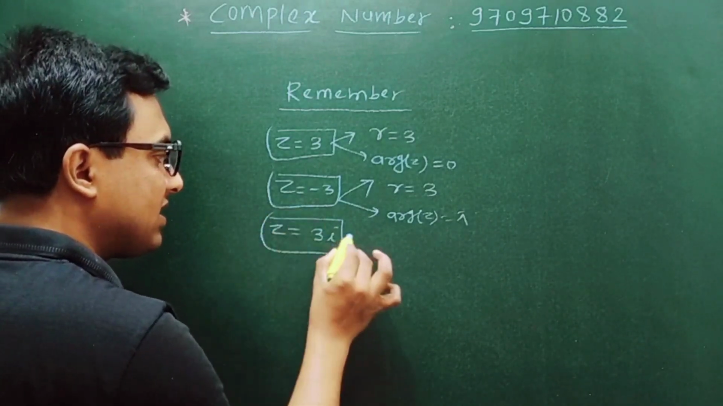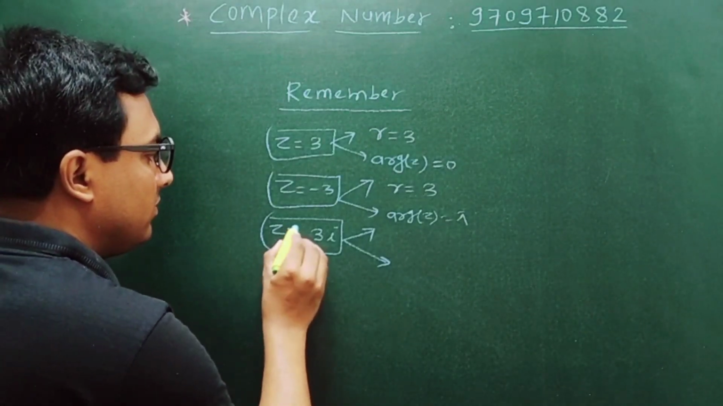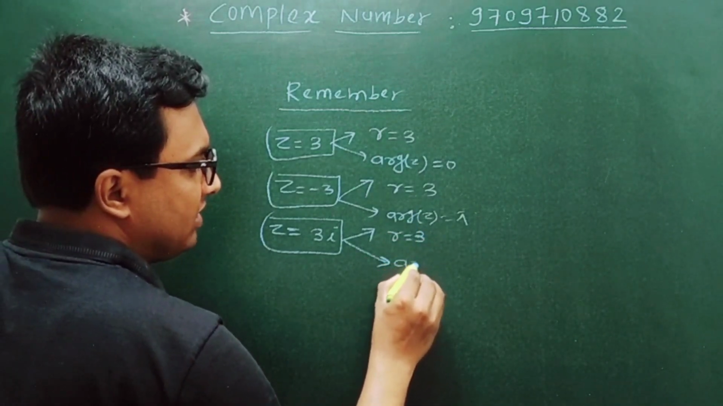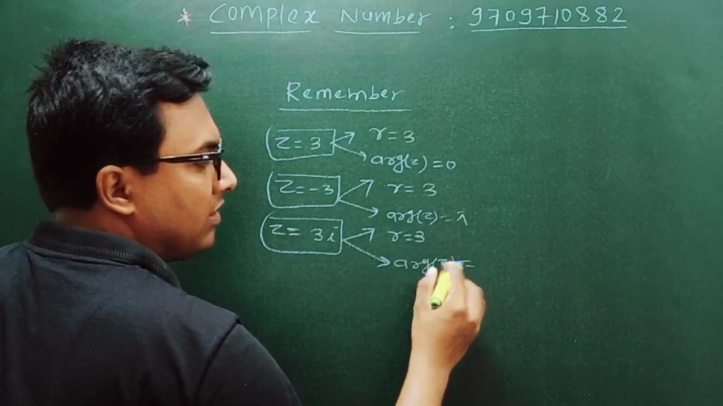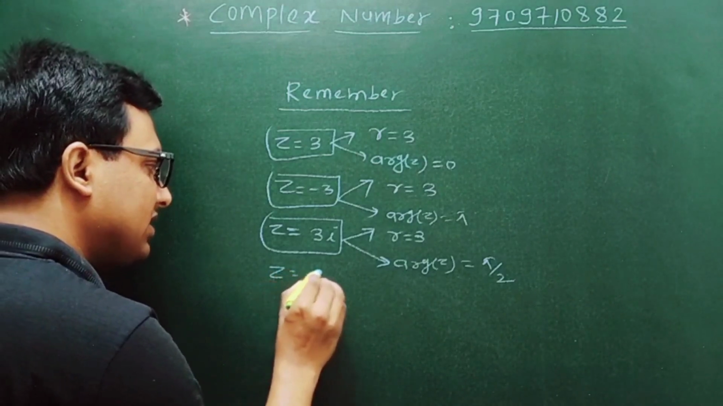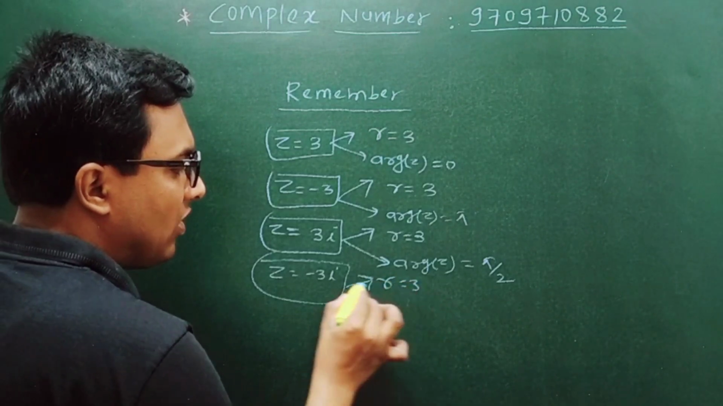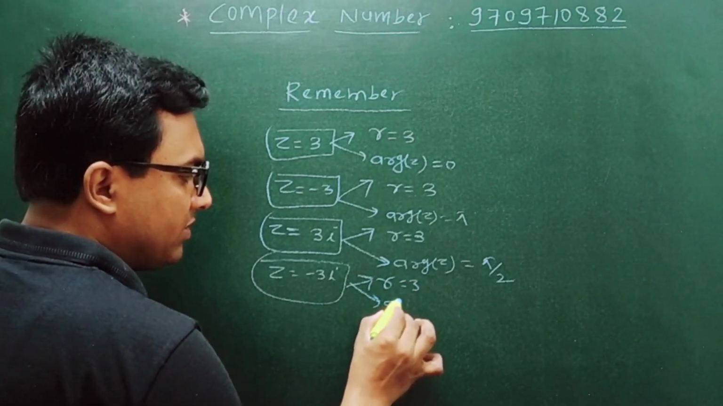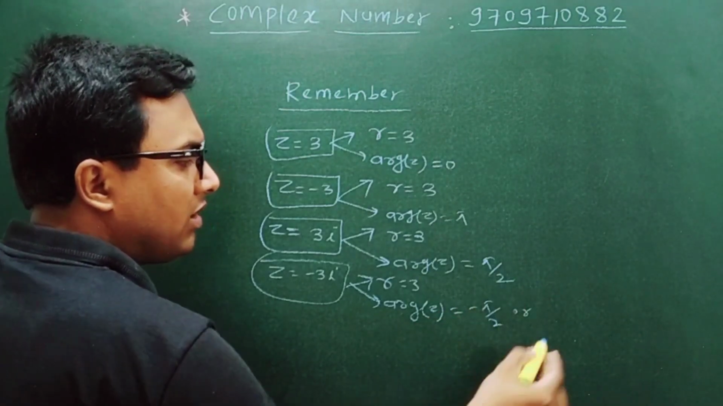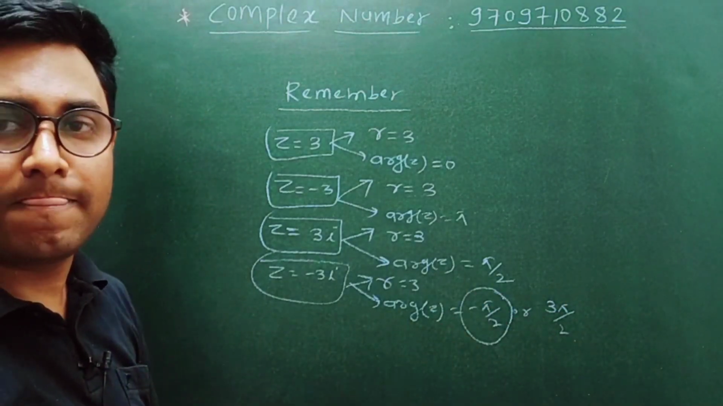z equal to 3 iota. In the case of iota, see here, r is equal to 3 and the argument of z is equal to pi by 2. z equal to -3 iota. In this case, we take r equal to 3 and the argument of z is equal to minus pi by 2 or 3 pi by 2 also. We generally use this concept.